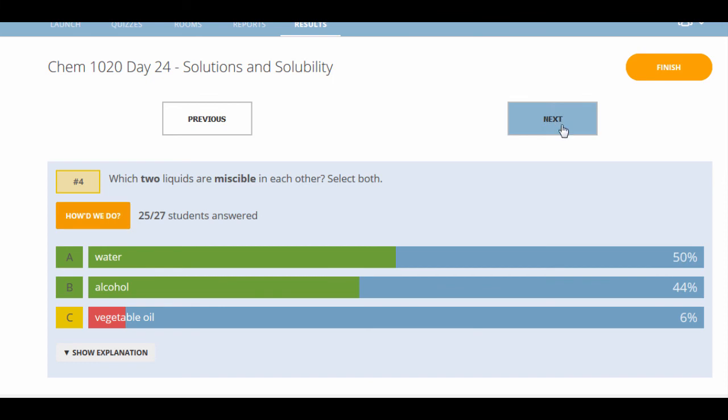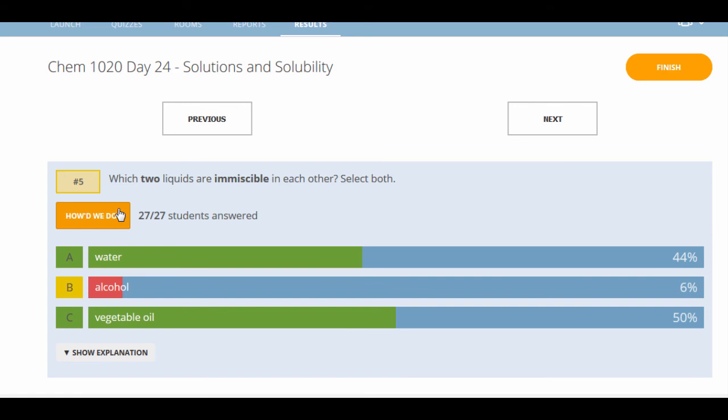And if we were to look at the next one, which two liquids are immiscible with each other? Count down. 5, 4, 3, 2, 1. There we have water and vegetable oil. If you mix together water and vegetable oil, very similar to what we saw when we mixed together the hexane and water the other day, we saw that they would not dissolve, they would not mix with each other.